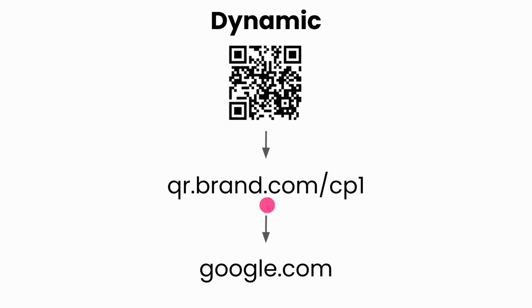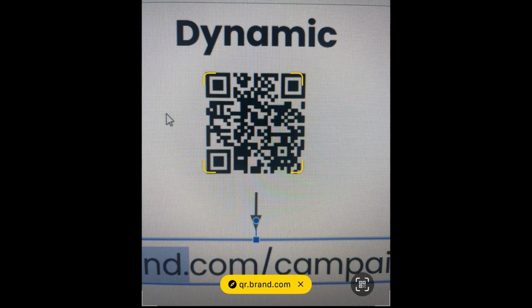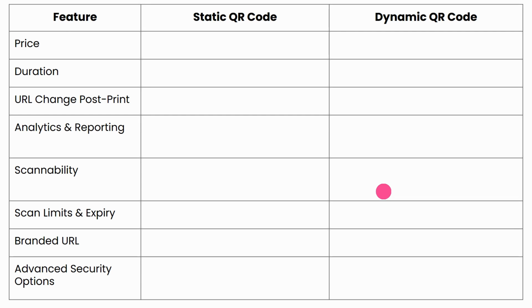Another kind of cool thing I want to show you is that this URL can also have your domain name, so qr.yourdomain.com, and then you can add whatever. So you can brand this URL. And why would you do that? Well, because when people scan the QR code, there's a little preview of what website they will go to, right? So I created this little table to compare static versus dynamic QR codes.